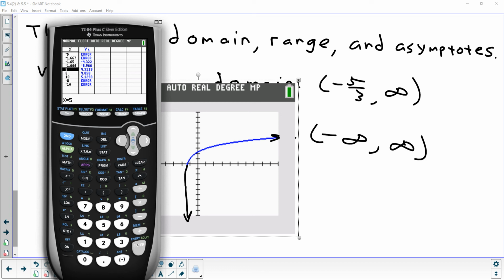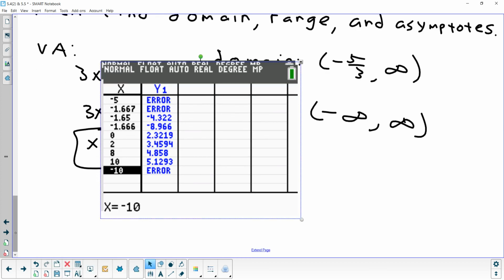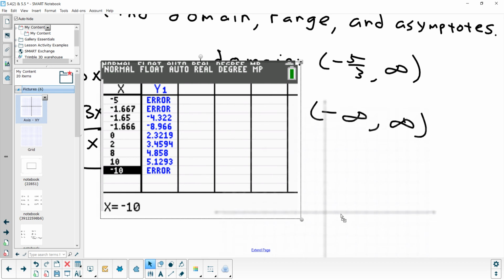All right, so we've got those points, that's fine. Let's do 0. That will give me my y-intercept. 2, 8, 10. So those are the points that I would sketch.